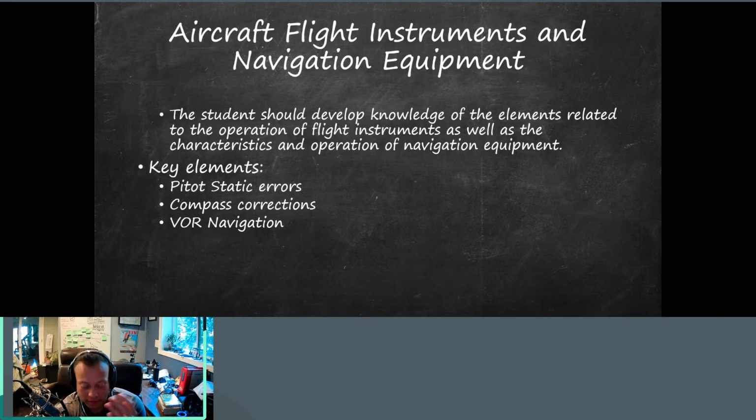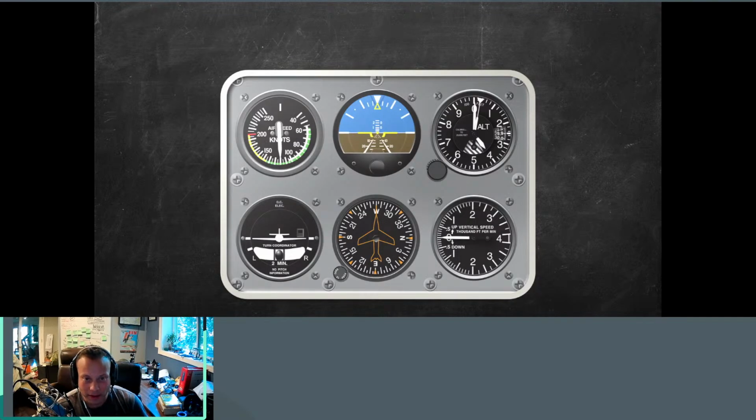So we're talking about aircraft, flight instruments, and navigational equipment. The objective: the student should develop knowledge of the elements related to the operation of flight instruments, as well as the characteristic and operation of navigational equipment. The key elements are the pitot-static errors, the compass correction, and the VOR navigation. If nothing else, I want you to take away those three things. So let's talk about the six-pack.